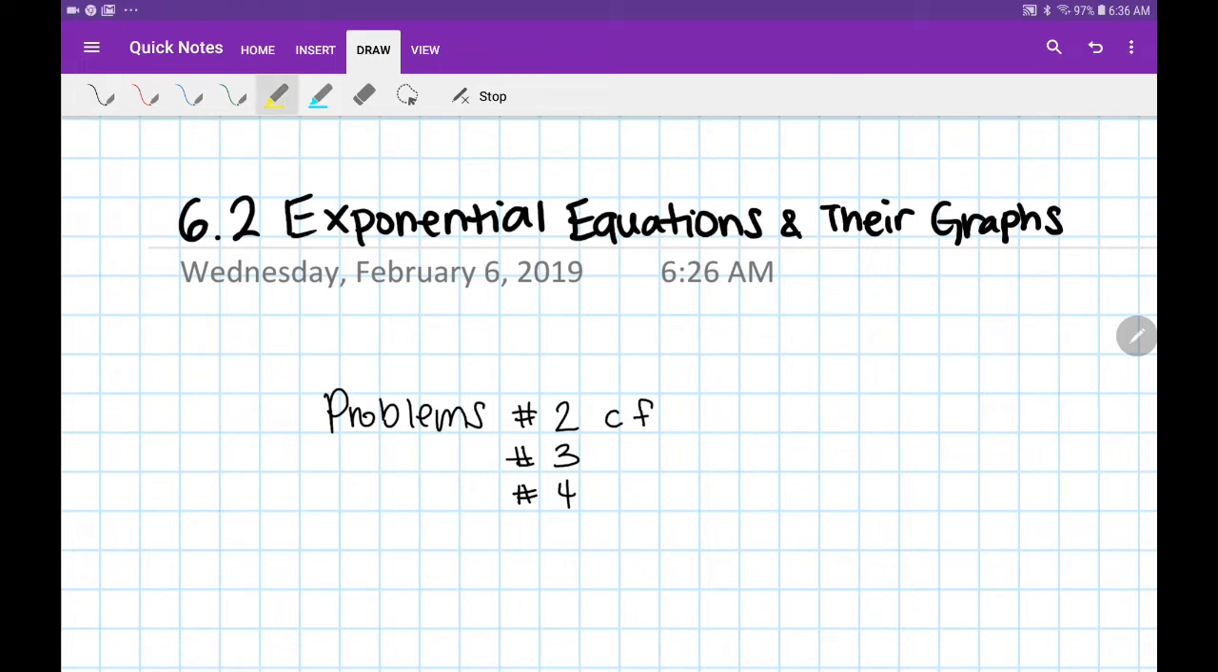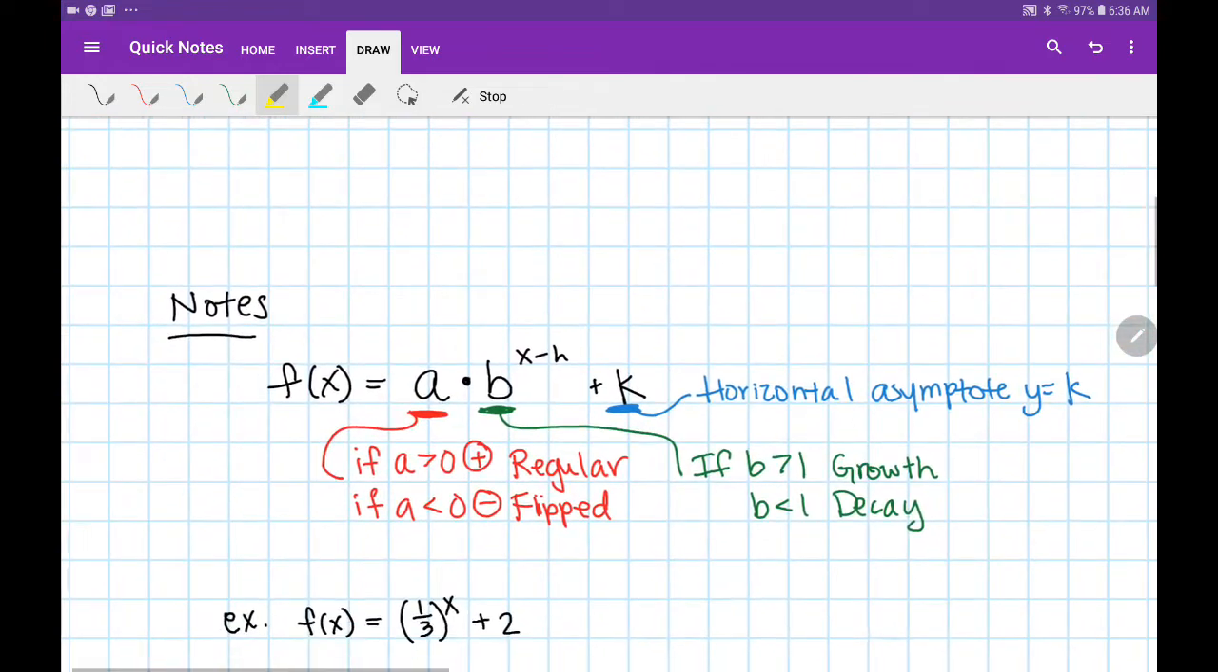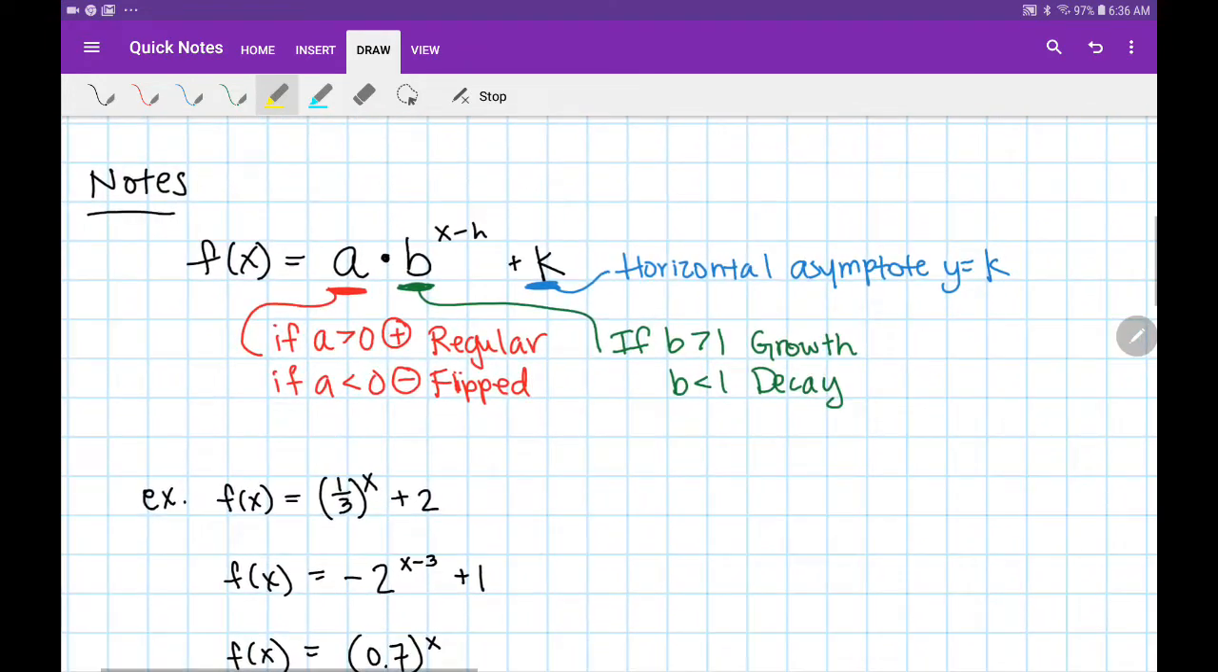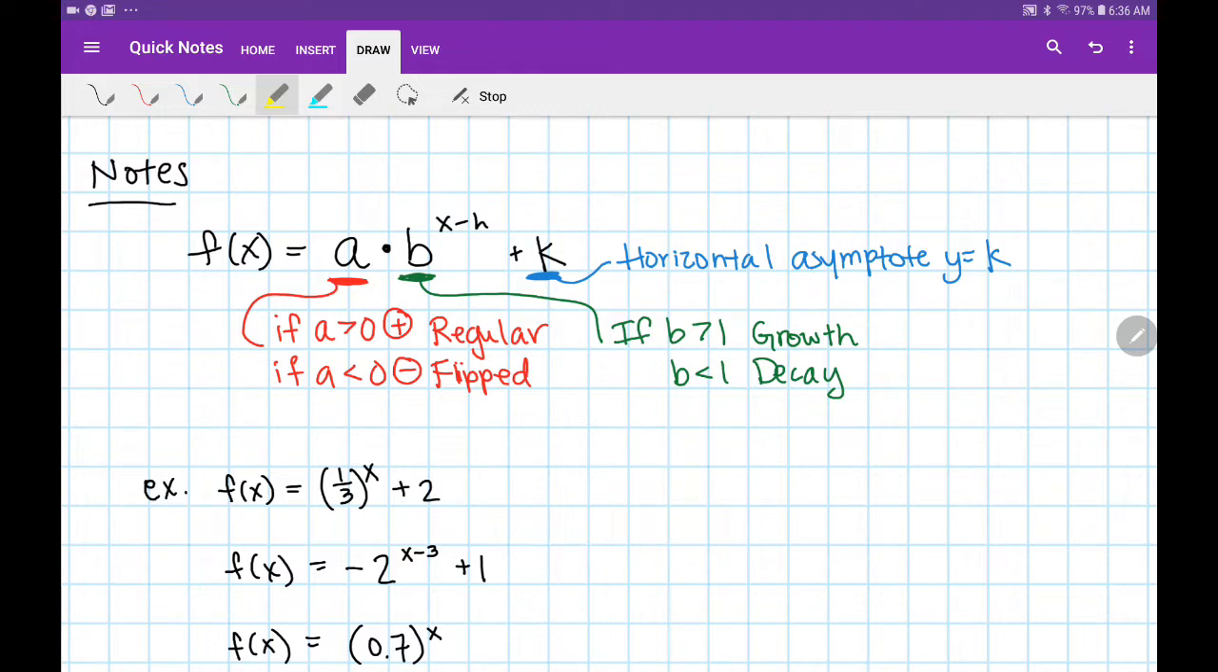Hello everyone and welcome to Homework Help for Lesson 6.2. Today we'll be graphing exponential equations and working on problems 2, 3, and 4. So as always, we'll start with some notes first and then dive into some examples.